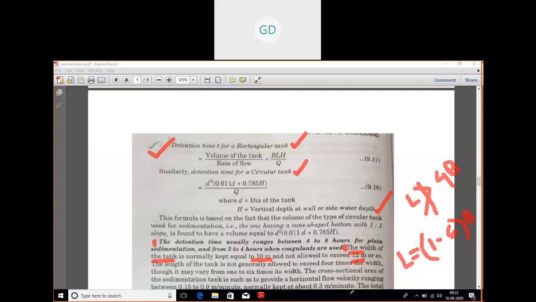Ma'am, explain again, ma'am. Which one? The length? Yeah, the one that you just explained, right? This length, right? Yes, ma'am. Okay.